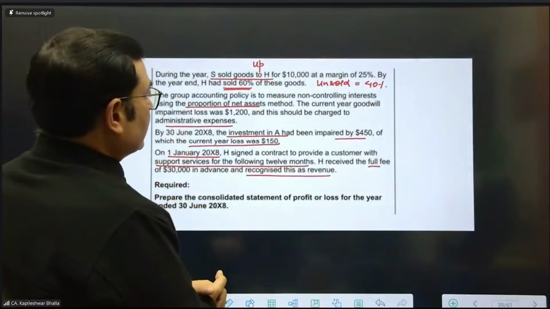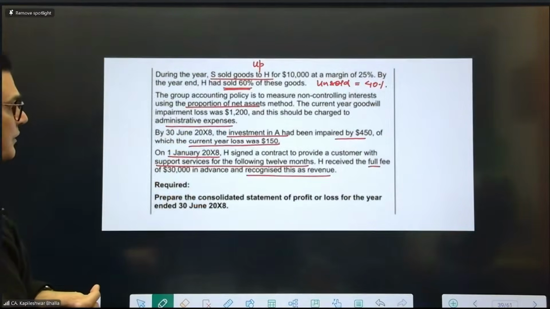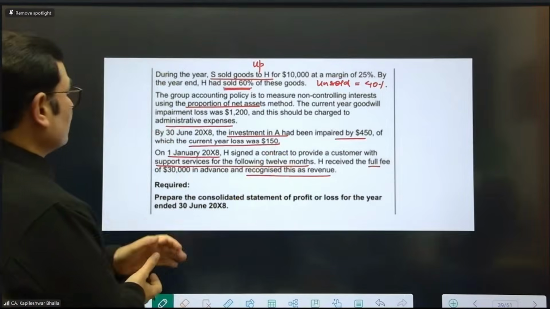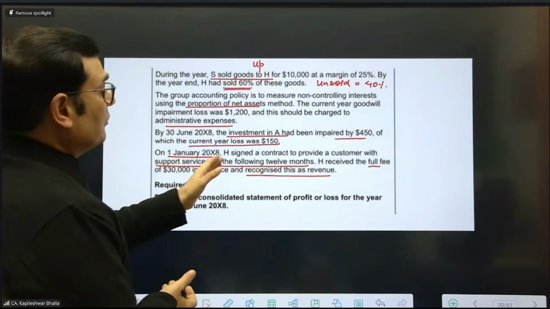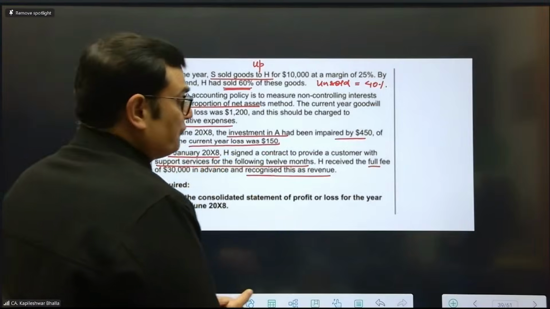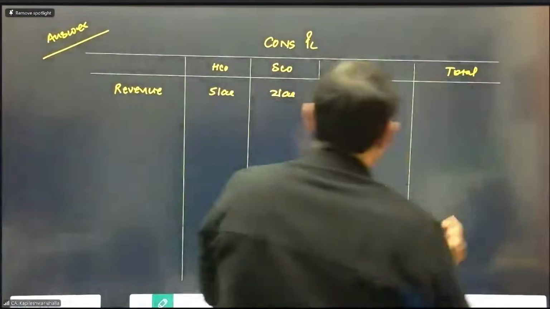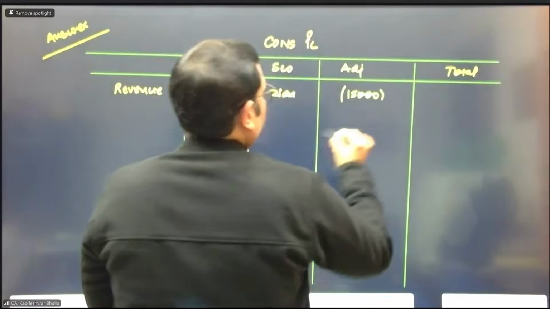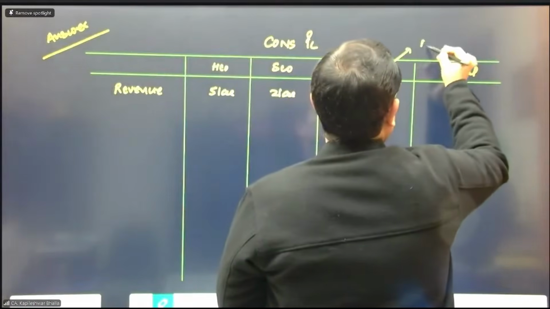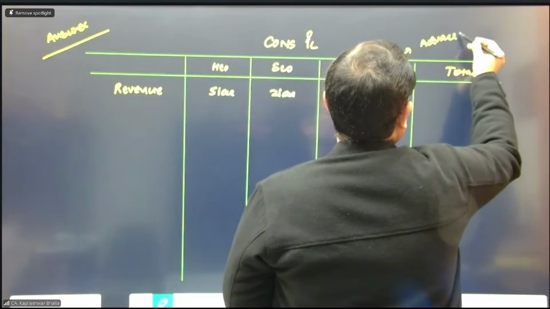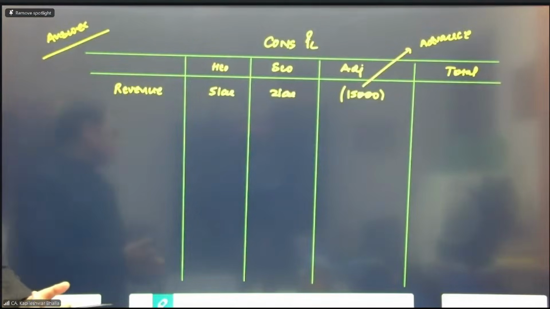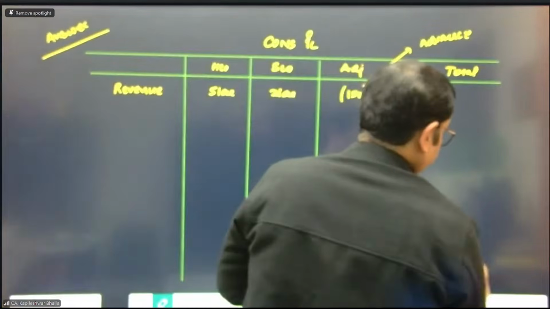On 1 January X8, H signed a contract with a customer, giving services for 12 months. He received the full amount of 30,000 and took the full amount as revenue. So only 15,000 should have been taken as revenue. What we can do is eliminate this 15,000 because this is like an advance. He has taken that entire 30,000 as revenue, but we should not have taken this money. That is one.